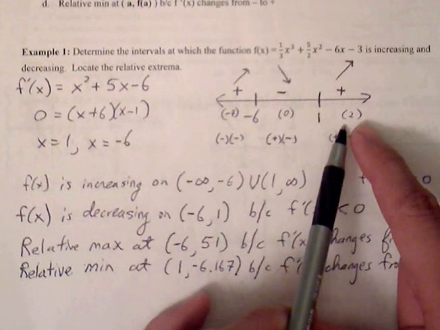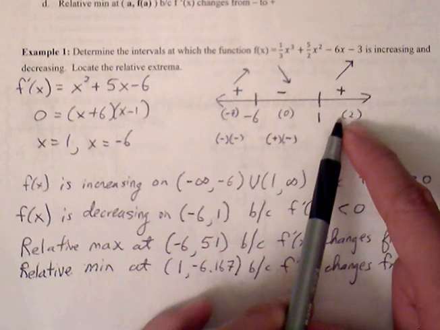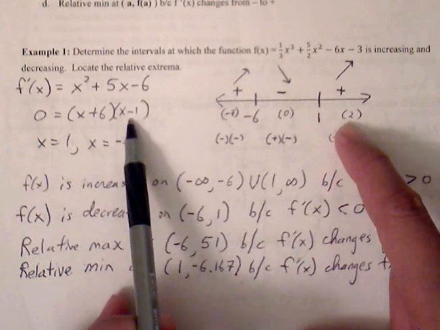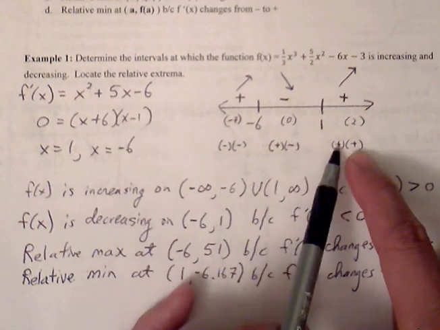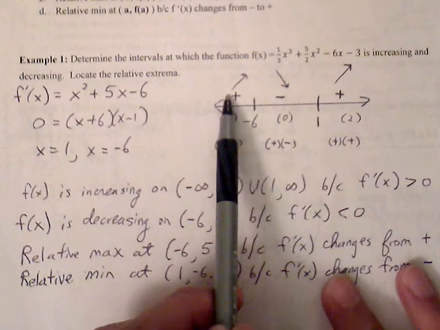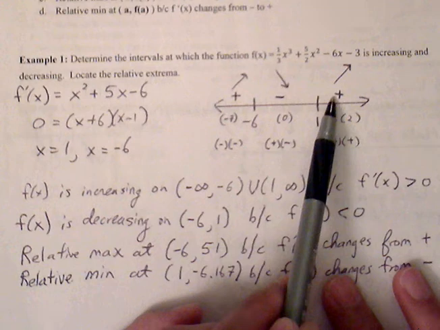Here I can choose 2. That's a value that is to the right of 1. I plug 2 into the derivative, and I'll get a positive. Positive times positive, I get a positive here. So I know my graph will be rising, falling, and rising again.